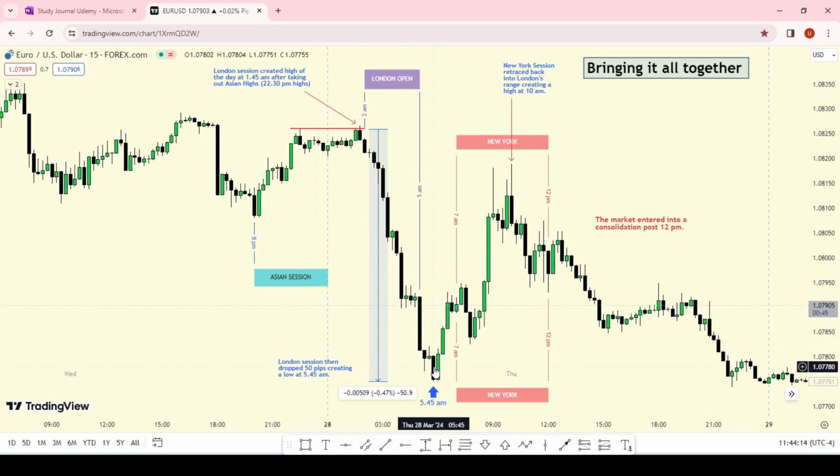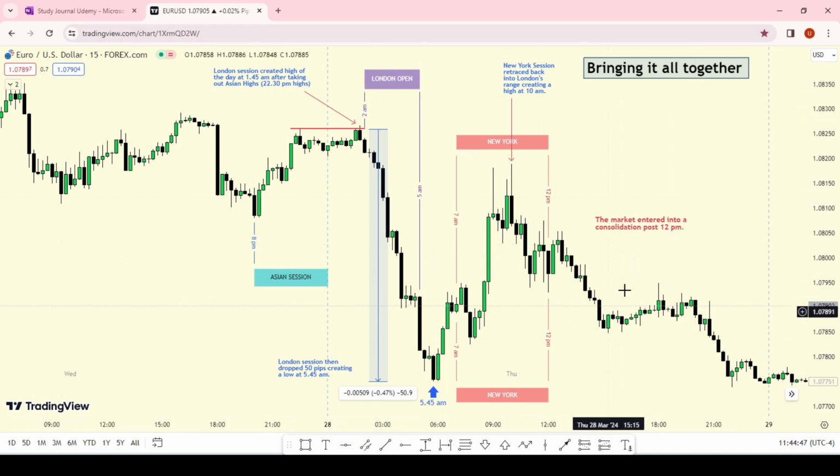After 5:45, we are entering the New York session at 7 a.m. The observation is that the market started retracing back into London's range and created a high at 10 a.m. 10 a.m. is right here. After 10 a.m., we started dropping slightly into 12 noon, but then the market entered a consolidation. Even though it is moving lower, this is essentially just a consolidation waiting for the next day. That is how you can annotate your charts and record your observations.